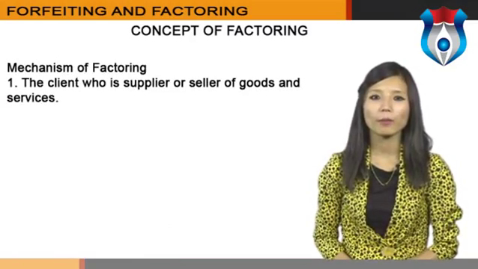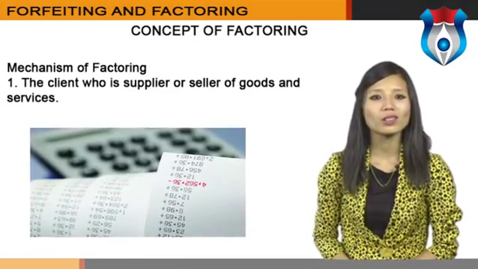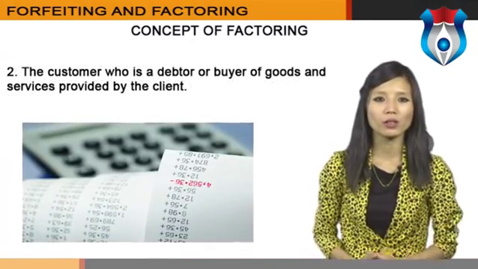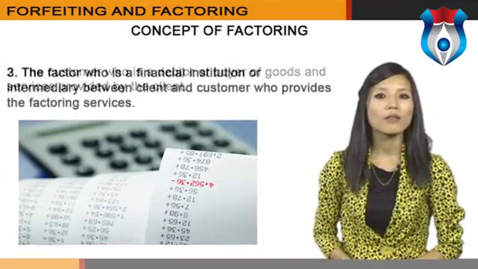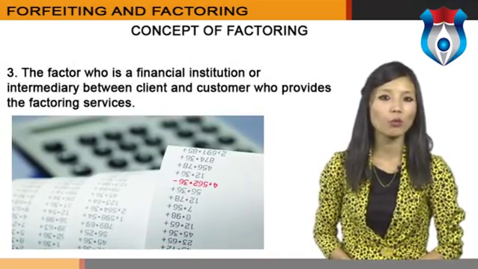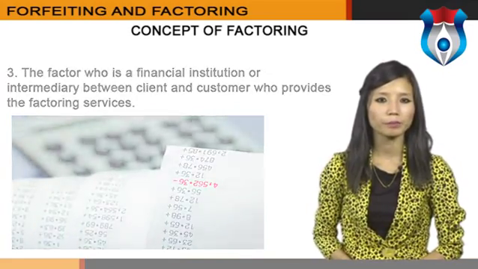Mechanism of factoring. The client, who is the supplier or seller of goods and services; the customer, who is a debtor or buyer of goods and services provided by the client; and the factor, who is a financial institution or intermediary between client and customer who provides factoring services.